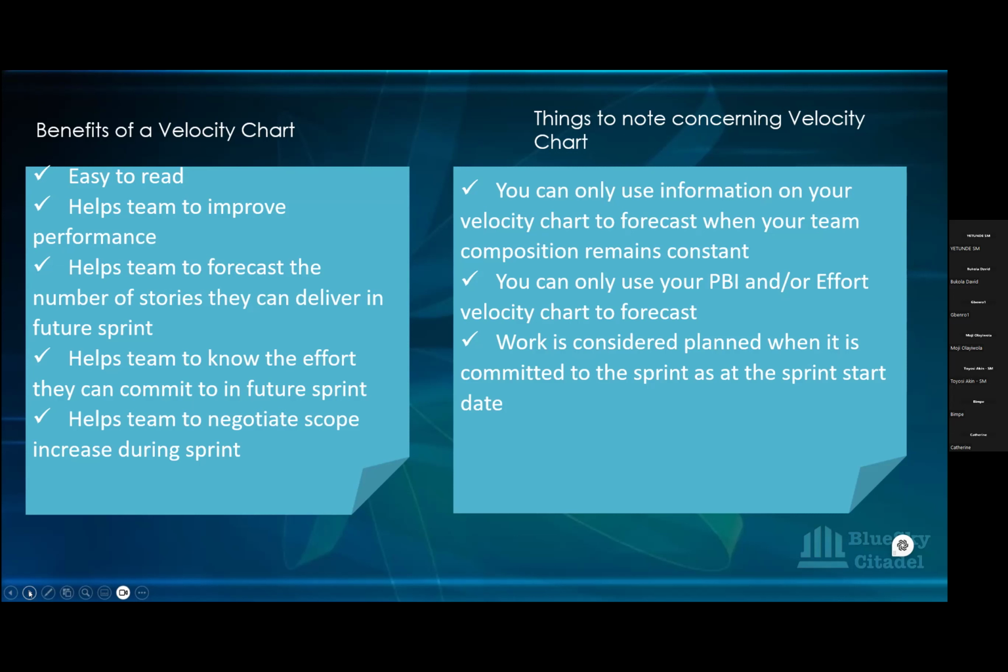Okay. And then another thing that you need to note is that you can only use your product backlog item and your effort for your velocity chart to forecast. You can't use the task one because you have different tasks. One task might be straightforward and another one might not be. However, there are some teams that agree to put their story points on their task and not on their user story. Whichever way, they can still use the effort one because their effort is being tracked on their task anyway.